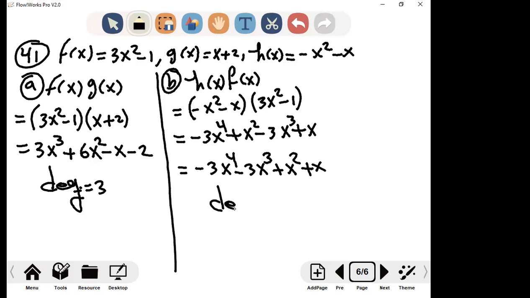And the degree here is 4. Done? This is part B. Part C. Copy. It's okay.